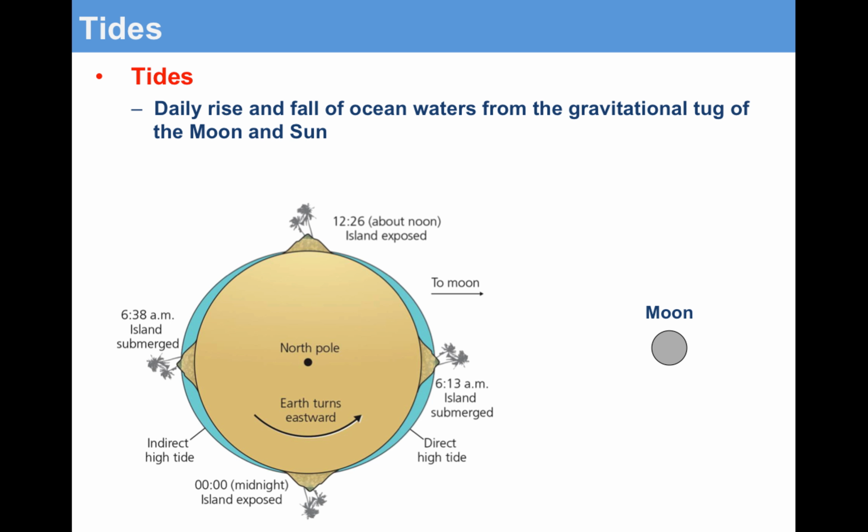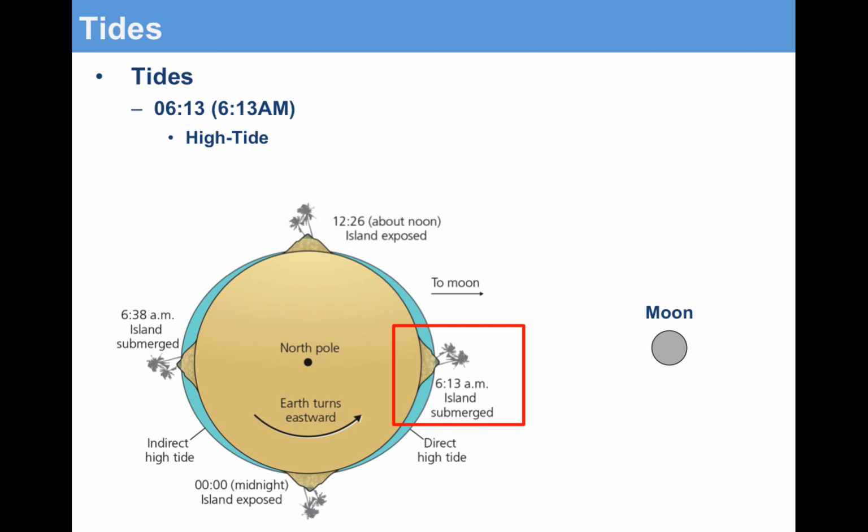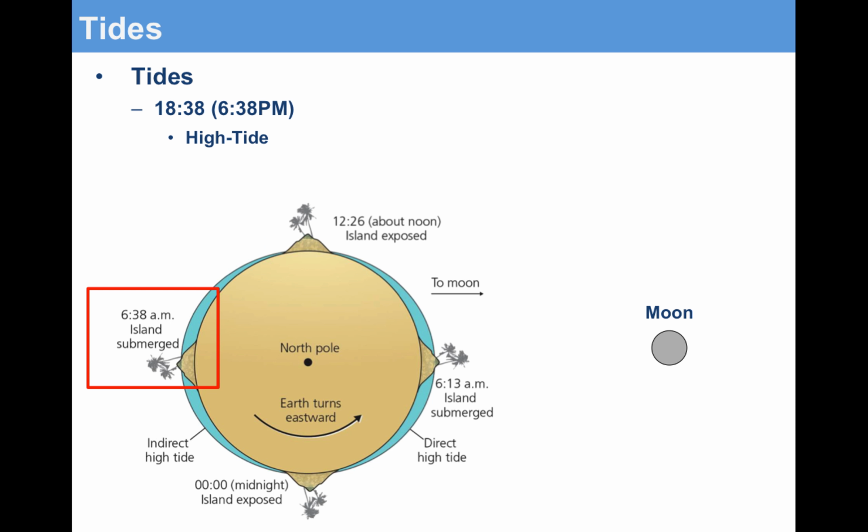And this changes what time it happens every day. It shifts a little bit. So here we have at midnight, low tide, 6:13 a.m. high tide, noon, low tide, 6:38 a.m. high tide. So you see how it's not happening exactly at the same time every day.